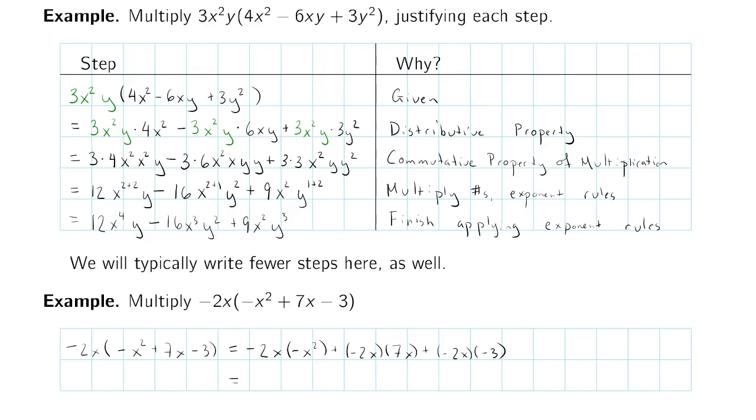Then we'll just go through and multiply. So negative 2 times negative 1 is positive 2. X times x squared, that's going to be x to the 2 plus 1, x to the third. Negative 2 times negative 7 is negative 14. X times x is x squared. Negative 2 times negative 3 is positive 6. And then there's just an x.